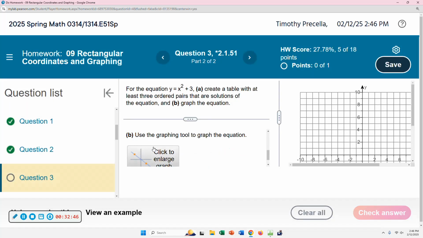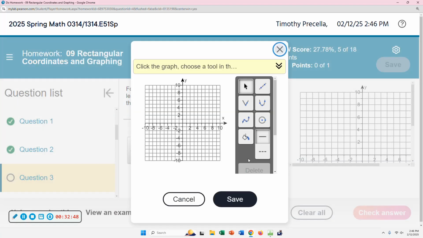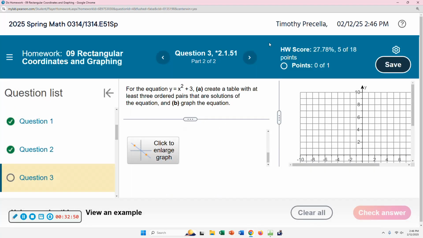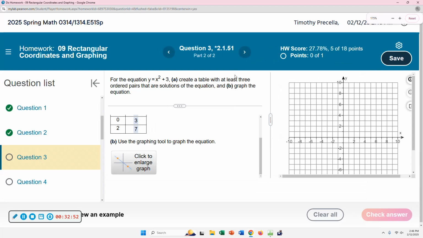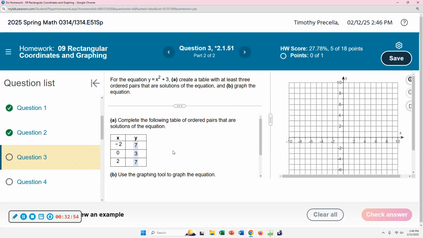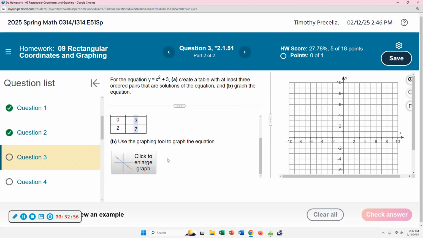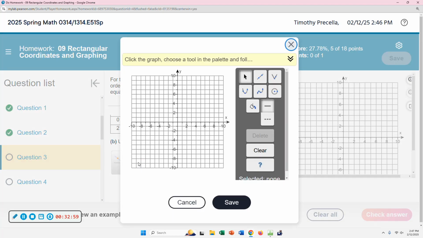Okay. You know something? I think that needs to be shrunk down a little bit. Oh wait, let me close this down. There. Okay. So click the box to enlarge the graph. Expand the yellow box.